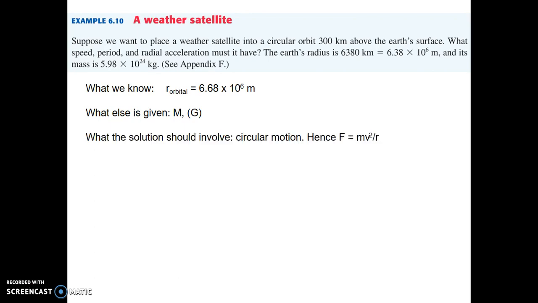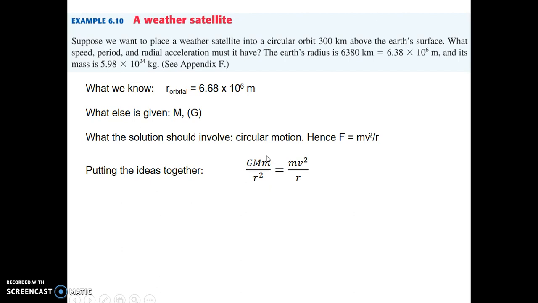Since this is a circular orbit, clearly we need to talk about circular motion. And anytime we talk about circular motion, please remember what causes something to go in a circle is the centripetal force. So in our analysis, it's likely that we are going to analyze the centripetal force given by this expression here. So we put the ideas together. What causes the centripetal force is actually the gravitational force.